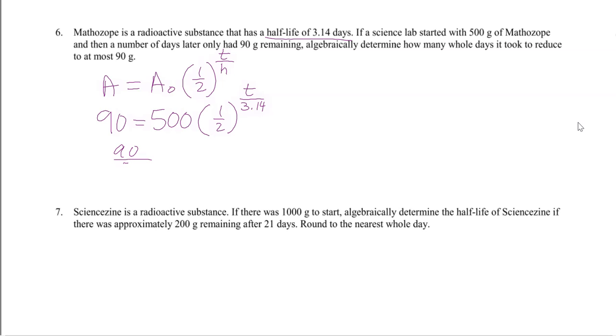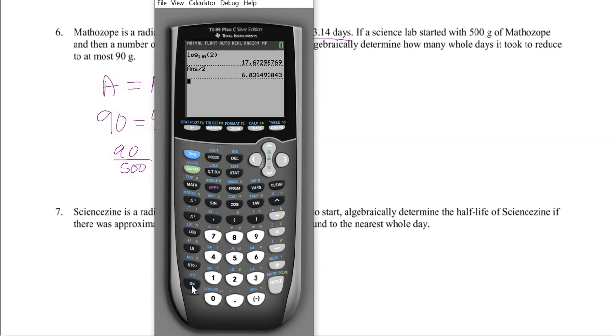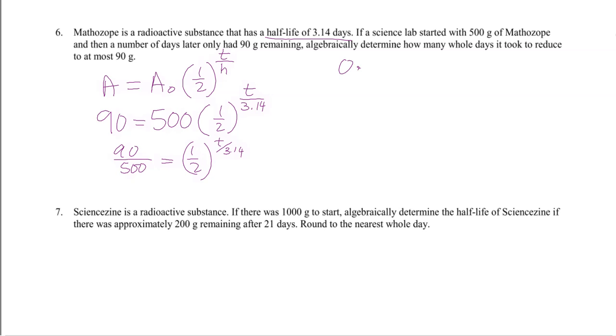All right, so we're going to go 90 divided by 500. Does that work out to some nice number? 90 divided by 500. 0.18. Okay, that's cool. So 0.18. Okay, so now we change to log form. So it's going to be log base something equals something. So rewrite it in logarithmic form.